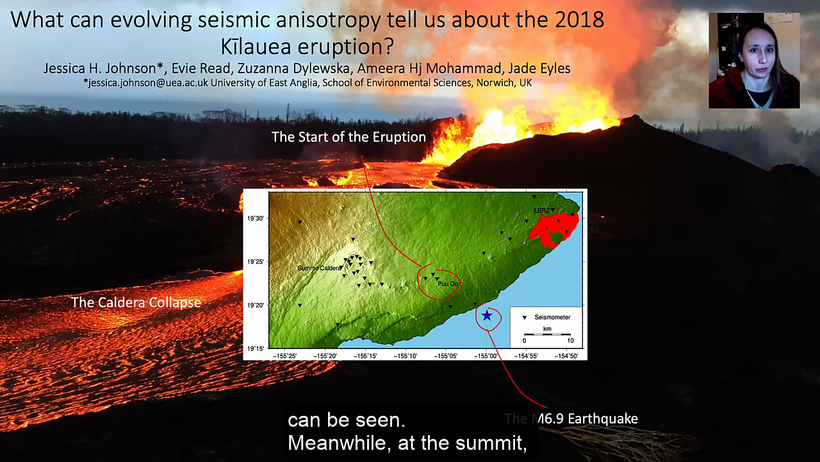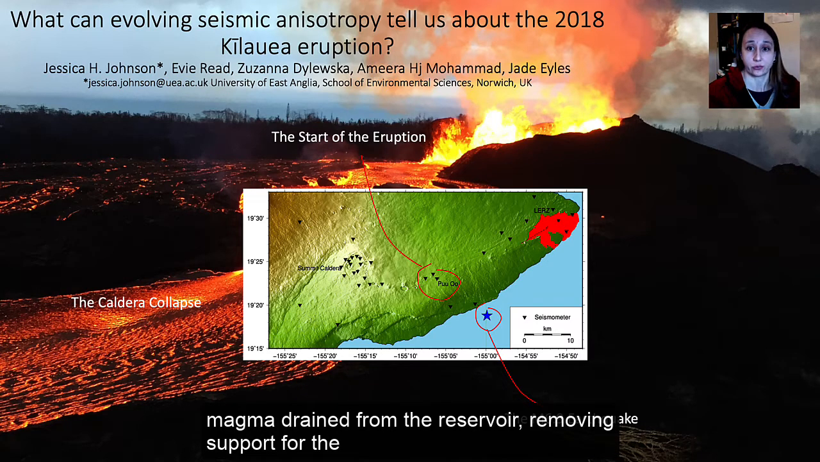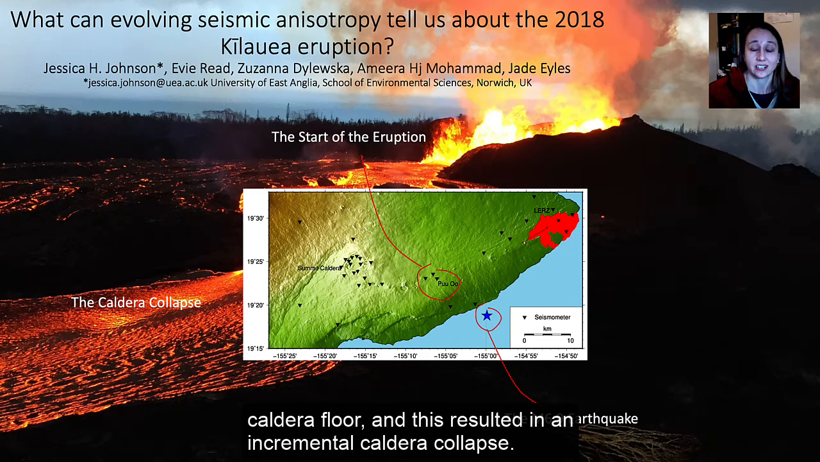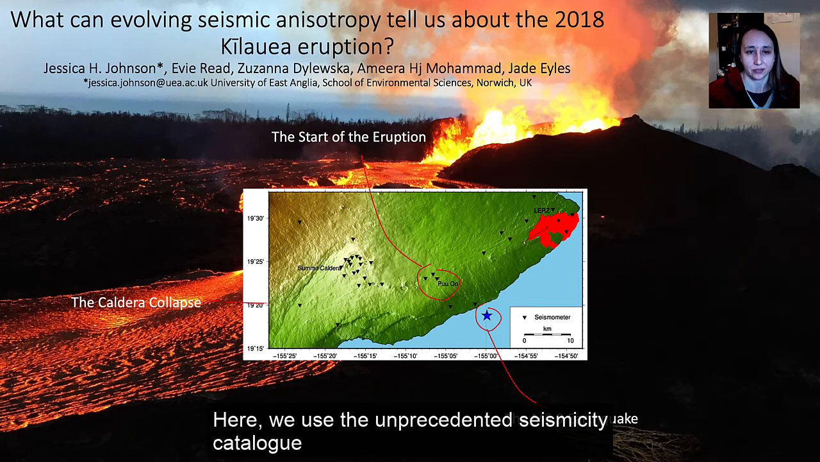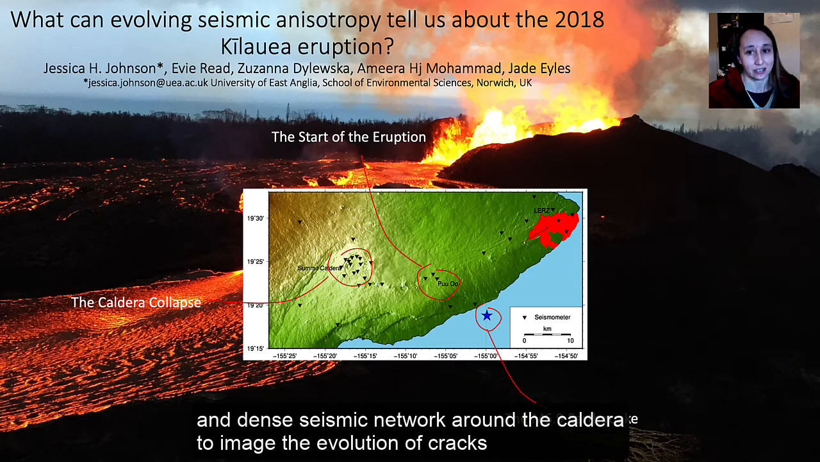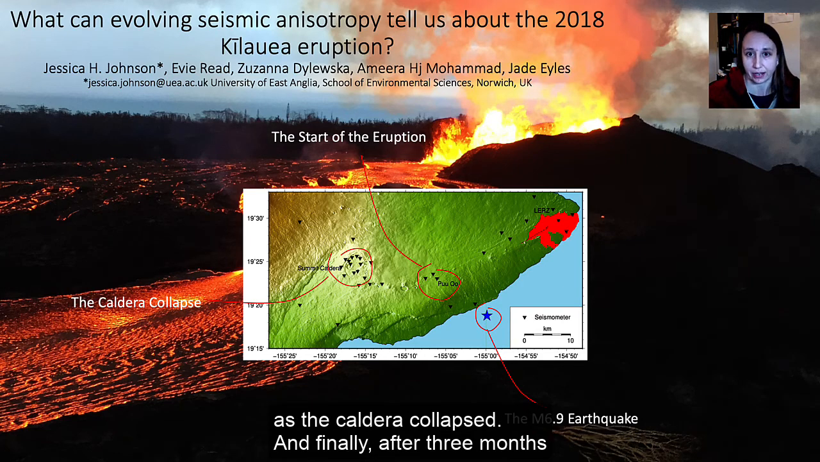Meanwhile, at the summit, magma drained from the reservoir, removing the support for the caldera floor, and this resulted in an incremental caldera collapse. Here we use the unprecedented seismicity catalogue and dense seismic network around the caldera to image the evolution of cracks as the caldera collapsed.